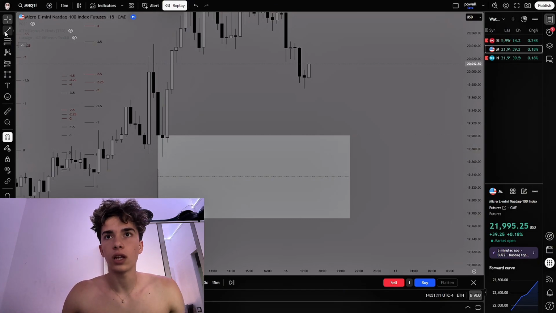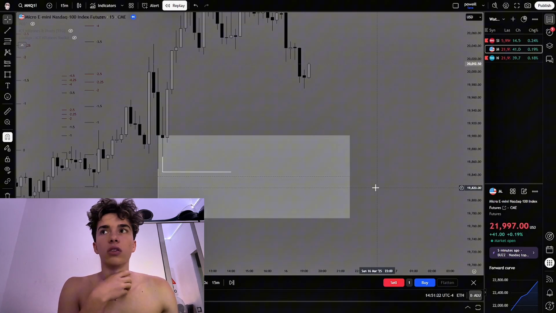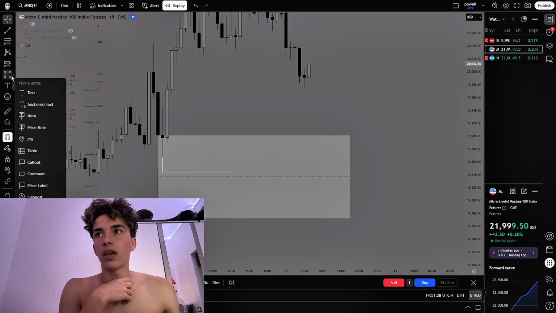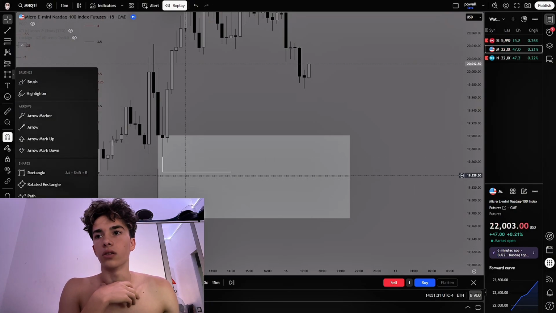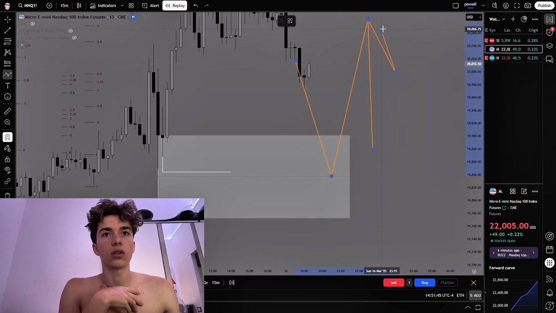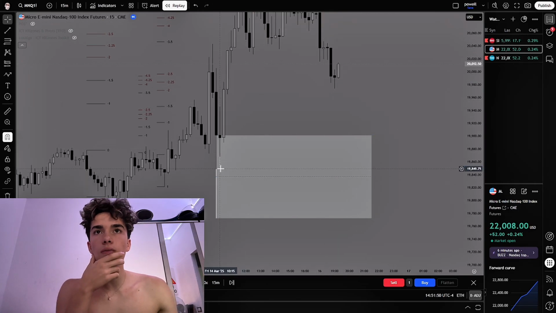If it was like this, it would be a good engineered liquidity. It's really simple, and we wanted the price to draw into the liquidity, touch the level, and then reverse. Okay, basically like this, sweep the liquidity and then reverse. Yeah, that's it basically.